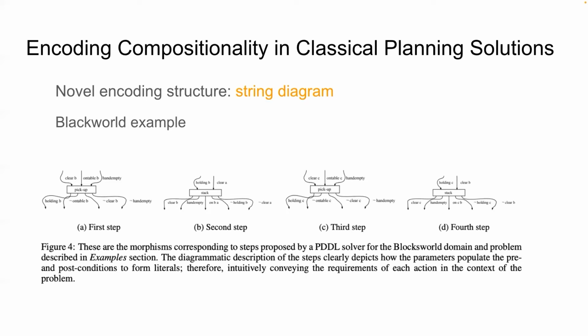Let's show some examples. In the famous Blackboard planning example, we use the string diagram to form the visualization of 4 steps. In each step, the string diagram can cover the details of actions and their relations. So we can have a very clear understanding of the actions and the context of this problem.